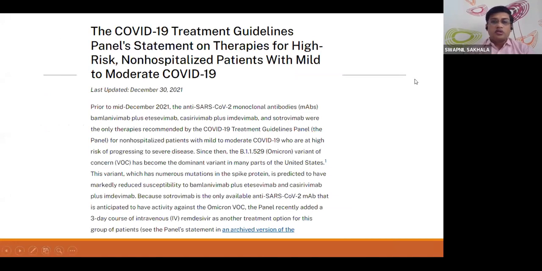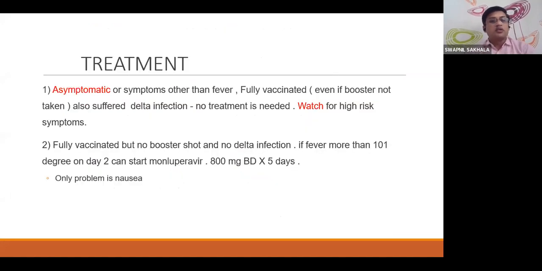So what to use if the patient is not fit for molnupiravir, the patient is running fever, and whether to admit or not to admit? A different study conducted in the recent variants of concern shows that if the patient is running fever, rather than giving 6 doses of remdesivir, 3 doses of IV remdesivir have proven to be effective in the current scenario.